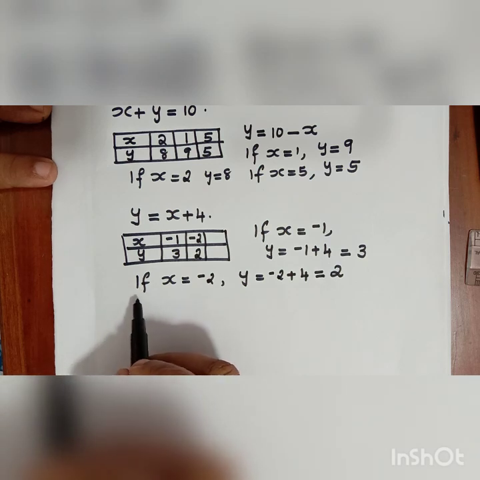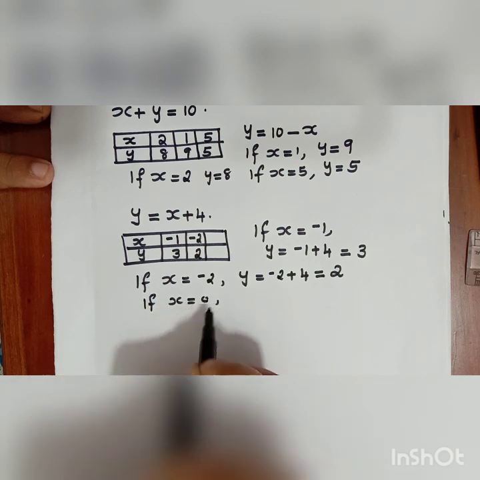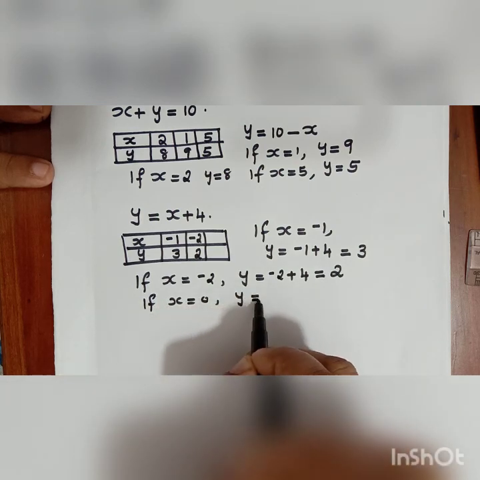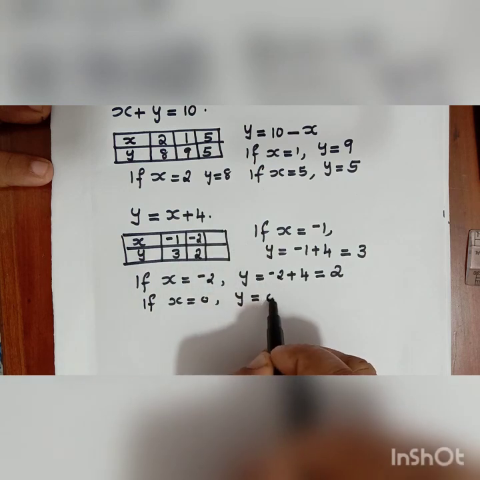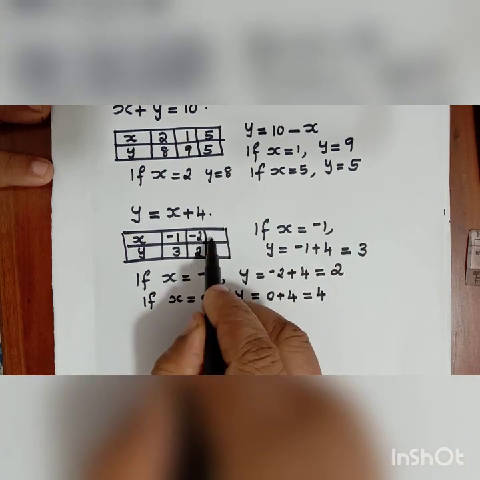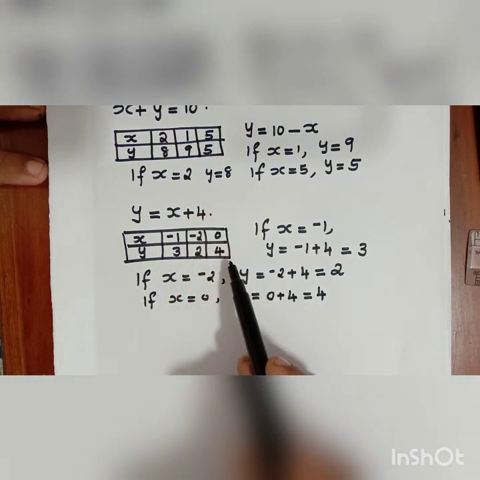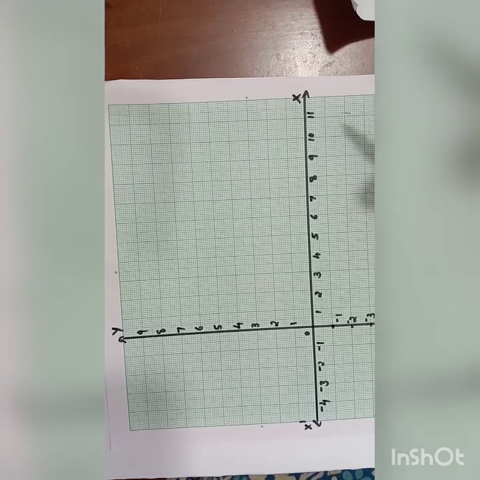Let us have one more. And if we have x is equal to 0, any value we can take, children, you will be getting the answer for y. Y is equal to x plus 4 is 0 plus 4, that's equal to 4. So x value is 0, y value is 4. So these are the 2 sets of points we got. Now let us draw the graph of these 2 equations.